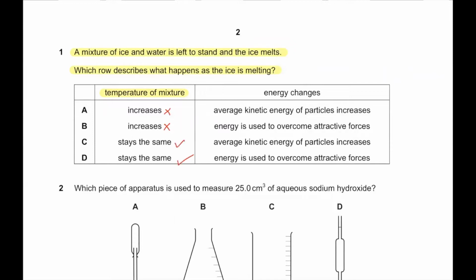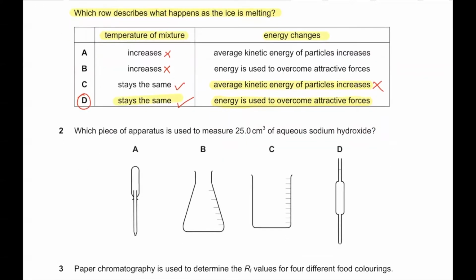However, the energy changes. Average kinetic energy of the particles increases. Now, average kinetic energy of the particles will not increase because the temperature remains the same. The heat energy that we are providing from the surroundings will be used to overcome the attractive forces in the ice. So, the temperature of the mixture will stay the same, and the energy that is gained will be used to overcome the attractive forces. So 1D will be the correct answer.